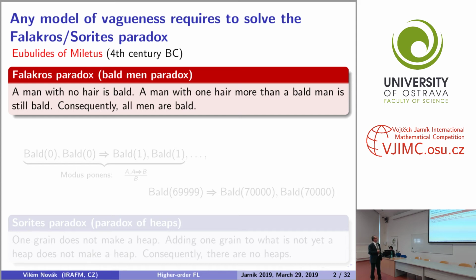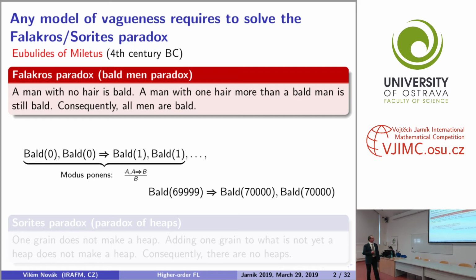Eubulides from Miletus, 4th century before Christ. He was famous for what he called puzzles, and two of his famous puzzles are Phalacros and also the Sorites paradox. Here is this paradox. A man with no hair is bald. A man with 1 hair more than a bald man is still bald, and consequently, all men are bald.